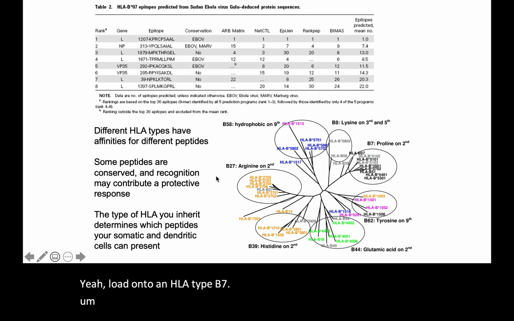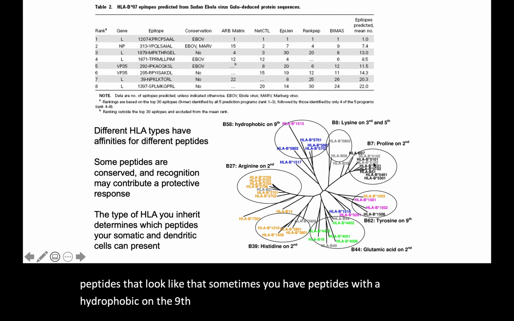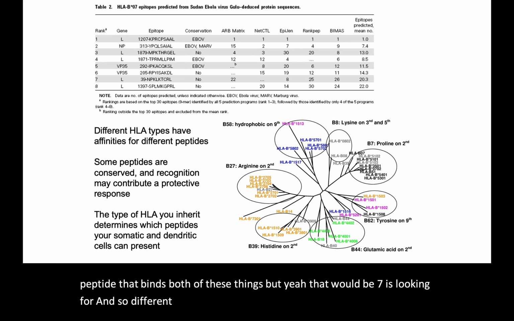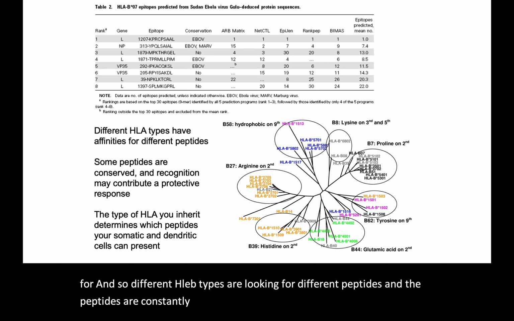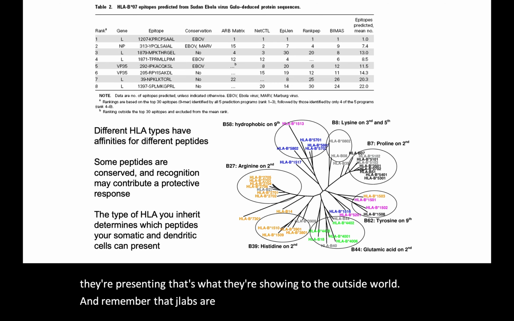You can see some of these other ones down here. B27 is going to look for arginine at the second position, which is fine. Sometimes you'll have peptides that look like that. Sometimes you'll have peptides with a hydrophobic on the 9th position. Sometimes you'll have a magic peptide that binds both of these things. That's what B7 is looking for. And so different HLA-B types are looking for different peptides. And the peptides are constantly being generated by every cell. And so that's what they're presenting. That's what they're showing to the outside world. And remember that HLA-Bs are just one of the types of MHC class 1.